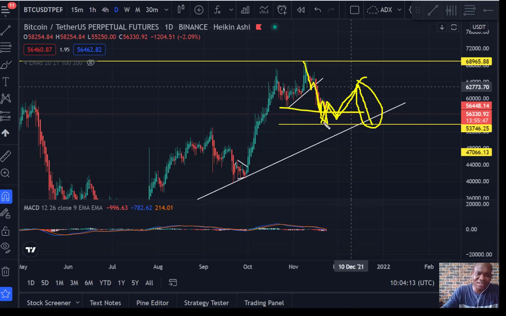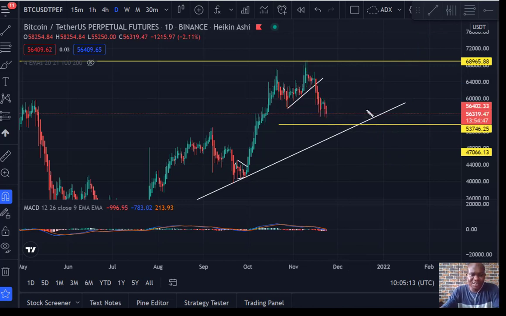Because after the three-wave move up, this drop can become a contracting flat, or it can become a regular flat. So it can come down like this, or it can end like here. Whichever one plays out will tell us the next phase of Bitcoin. Because if it drops like this, even a three-wave move down, then Bitcoin might enter the 40,000 range before it starts going up.